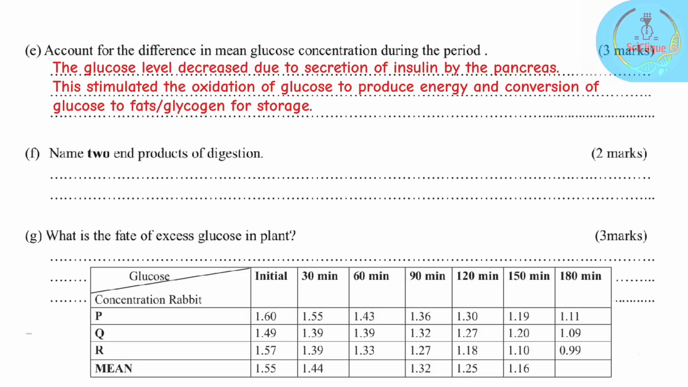F. Name two end products of digestion: amino acids, and fatty acids and glycerol. We are going to exclude glucose because it's already been mentioned.